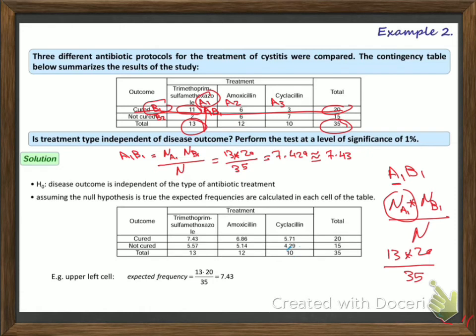So if we calculate this, we end up with 13 times 20 divided by 35 equals 7.429, which is equal to 7.43, which is this figure. So by having this calculation, we end up with the expected value for the first cell, and we have to repeat the same exercise for each and every cell.